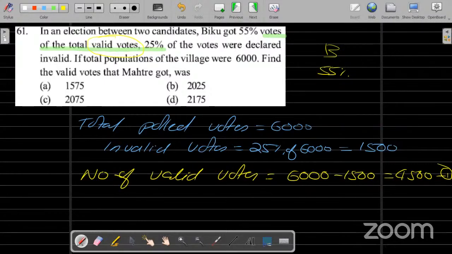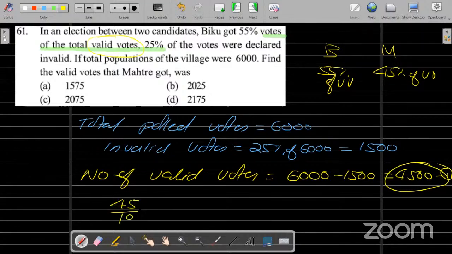So the other person is Matre, right? Matre might have got 45% of valid votes. Bikku got 55% of valid votes, so Matre might have got 45% of valid votes. And we know the total number of valid votes is 4,500. So we need to get 45 by 100 into 4,500. It is 45 square.